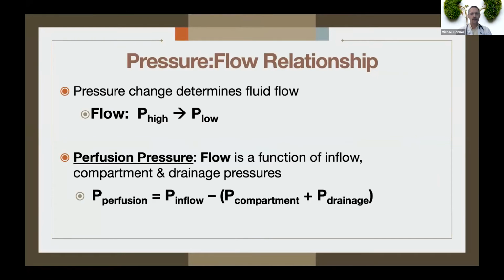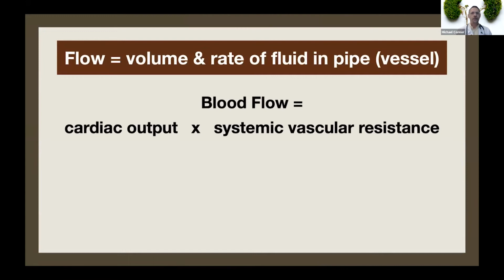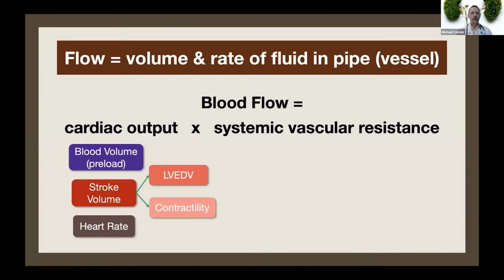And I described these things to you before about the flow and the perfusion pressures being also driven by compartment and drainage pressures. So what is flow? Flow is the volume and rate of fluid in a pipe or a vessel. And so much like blood pressure, blood flow is also determined by cardiac output and systemic vascular resistance. Cardiac output, as we all know, is determined by preload volume.